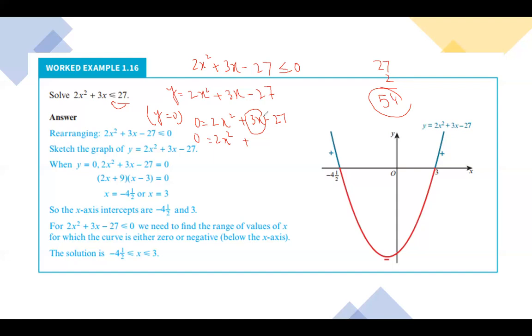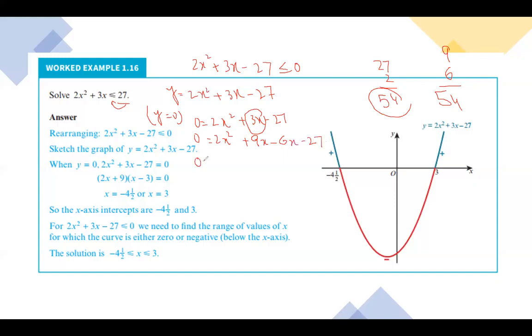And the product must be 54. So when I am multiplying 9 with 6, that must be 54. So the factors are 2x square plus 9x minus 6x minus 27.